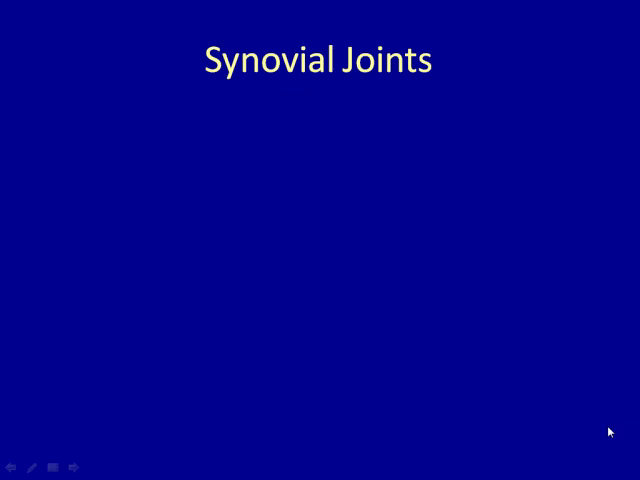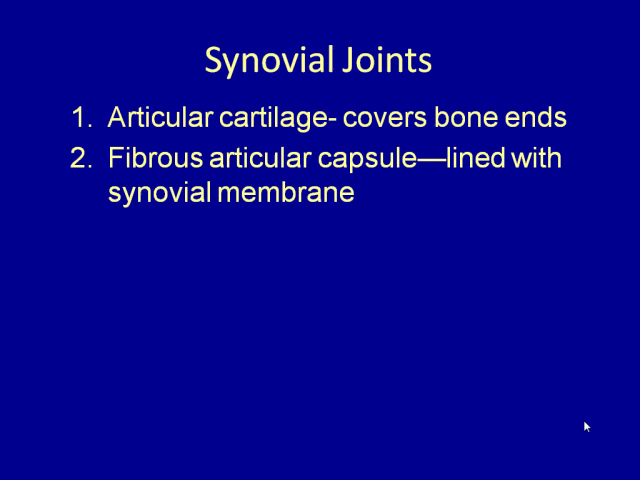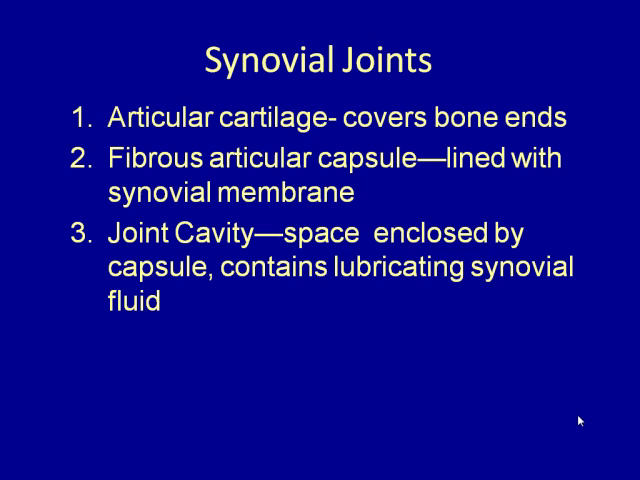Synovial joints have some distinct structures to them. First of all, the bones involved in the joint have articular cartilage on the end. This makes the bone smooth and allows it to glide more freely across the two bones. The fibrous articular capsule holds the bones together. It's lined with a membrane called the synovial membrane, which secretes the synovial fluid. And the synovial fluid is a little bit of lubricating material that's in the joint cavity, again reducing friction as the bones move across each other as they bend and move like they should.